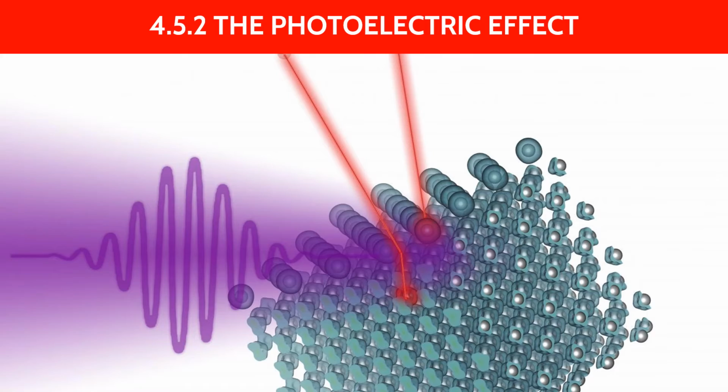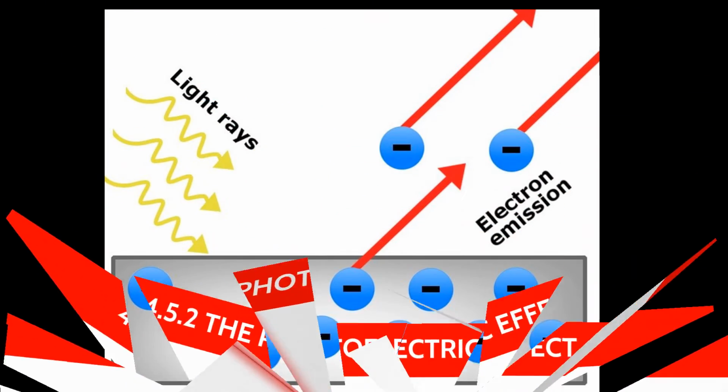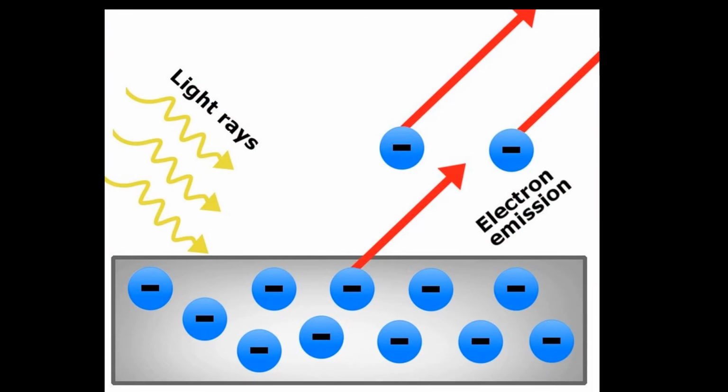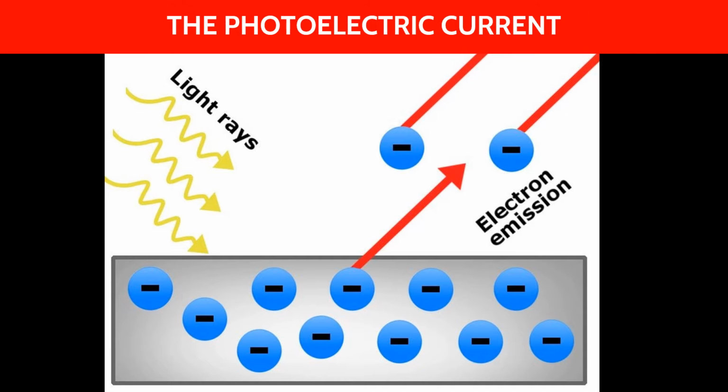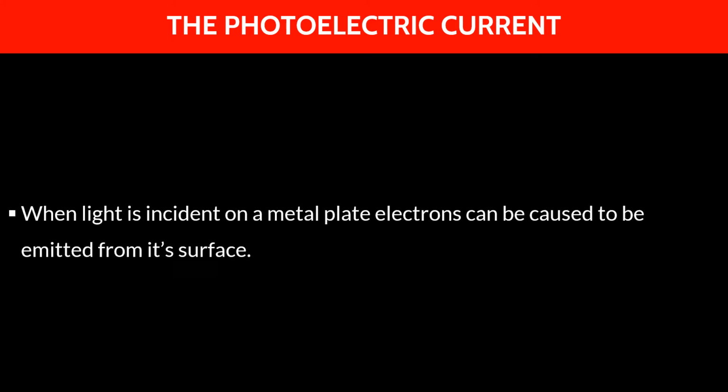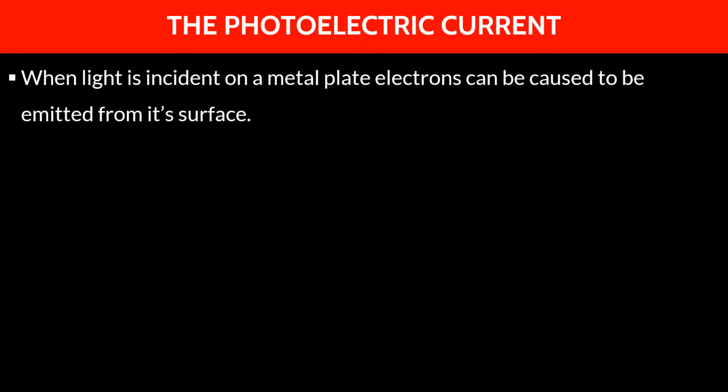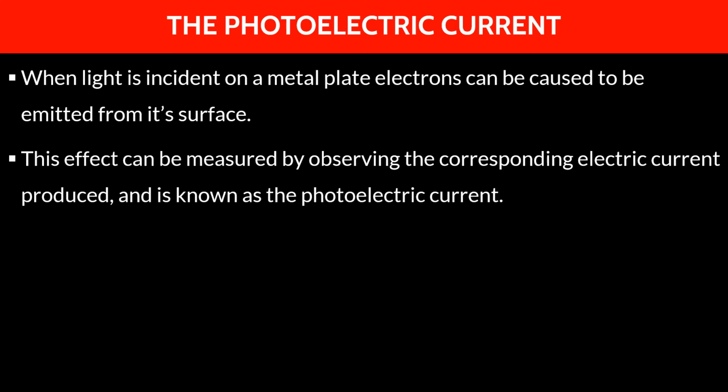The photoelectric effect. The photoelectric current. When light is incident on a metal plate, electrons can be caused to be emitted from its surface. This effect can be measured by observing the corresponding electric current and is known as the photoelectric current.